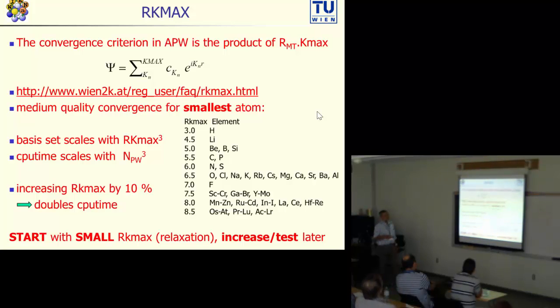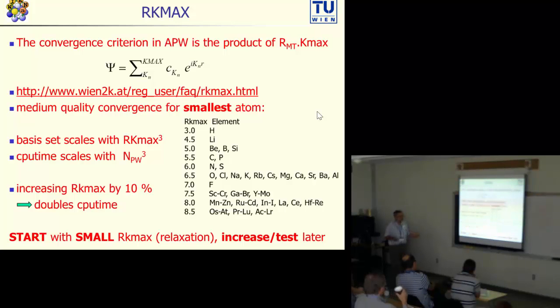Increasing RKmax by 10% doubles the CPU time. That doesn't really matter for titanium carbide, whether it runs 3 seconds or 6 seconds, who cares? But if a calculation takes 1 month or 2 months, you better choose these values very carefully. Okay?